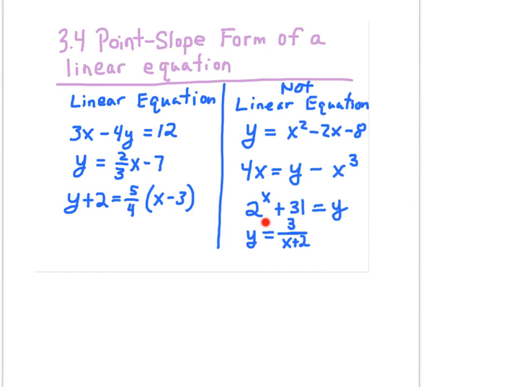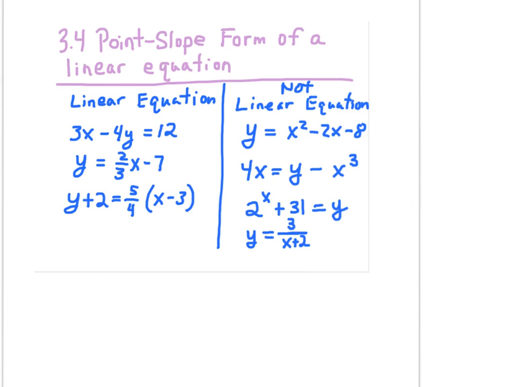Now this one has all the powers of the variable 1, but what's different about this one is the x is in the denominator, and this is actually what we call a rational equation. But these are all linear equations. They're actually in what we call a specific form. We call this one standard form. This one is slope-intercept form, and this is what we call point-slope form.